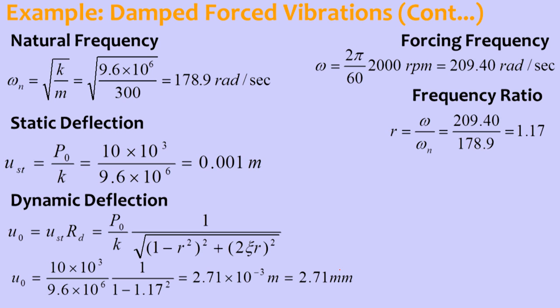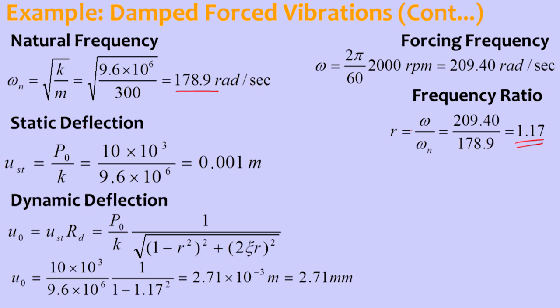Now if we calculate the natural frequency, omega n, which is under root k by m, this is 9.6 into 10 to the power of 6 by 300. So we get 178.9 radians per second. This is the natural frequency of the system. As the machine is operated at 2000 rpm, we can convert that rpm into radians per second, that is 2 pi by 60 into the given rpm, which gives 209.4 radians per second. So the frequency ratio r is omega by omega n, which is 1.17. This is slightly higher than the resonating condition.